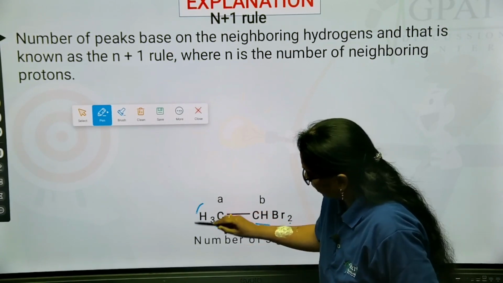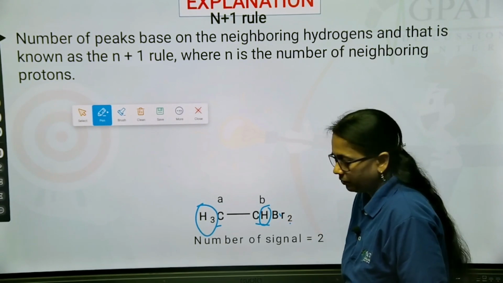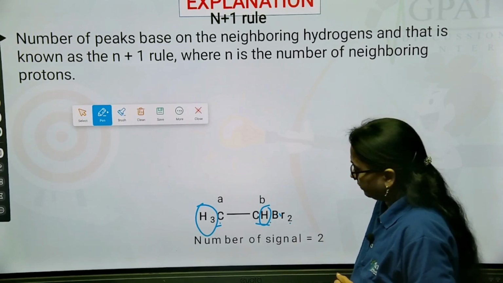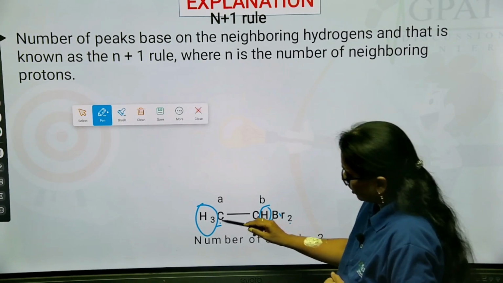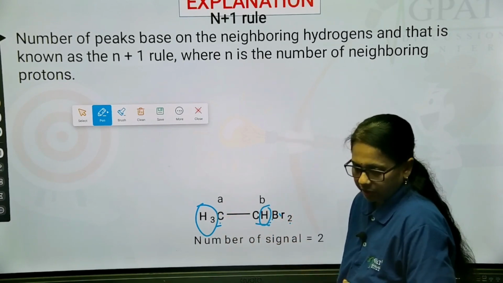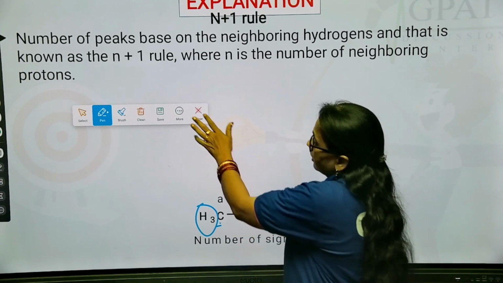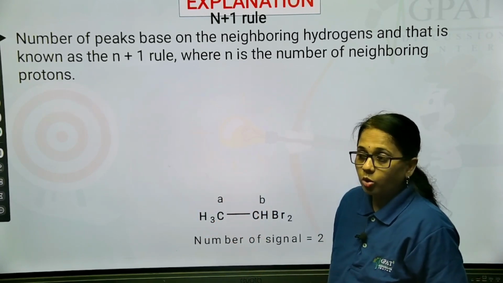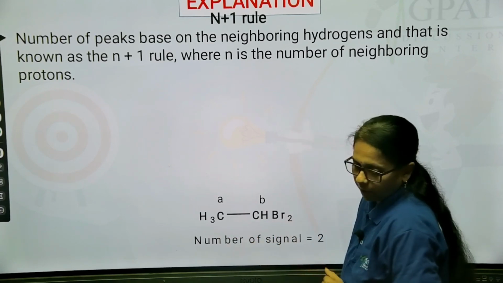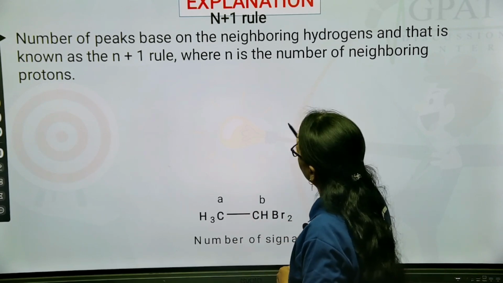So here you have 3 hydrogens and here only 1 hydrogen. According to this, you are going to see a non-equivalent proton, that is the 1 hydrogen here. So there are 2 types of hydrogen: A type hydrogen and B type hydrogen. Automatically you are going to see the number of signals as 2, but how the splitting is going to be observed by the n plus 1 rule, that's what they have asked. So if you apply the n plus 1 rule, these 3 hydrogens are equivalent hydrogens, right?